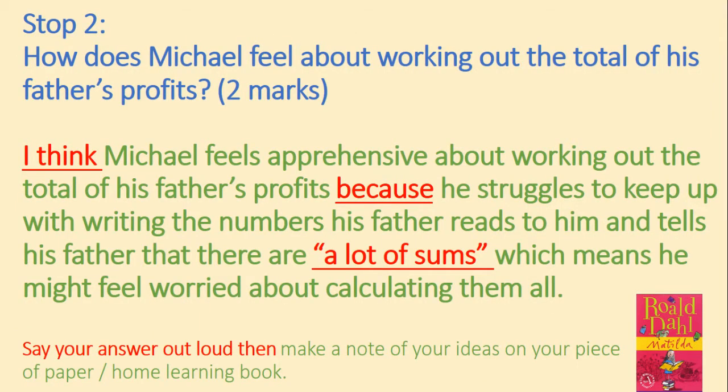I think Michael feels apprehensive about working out the total of his father's profits. So he feels quite nervous, a bit hesitant to do it. He's not really sure about it because he struggles to keep up with writing the numbers his father reads to him and tells his father that there are a lot of sums, which has been quoted from the text, which means he might feel worried about calculating them all. That's what I think. So I've used my sentence stem, I've used the word because to explain why I think it, and I've also used evidence from the text.